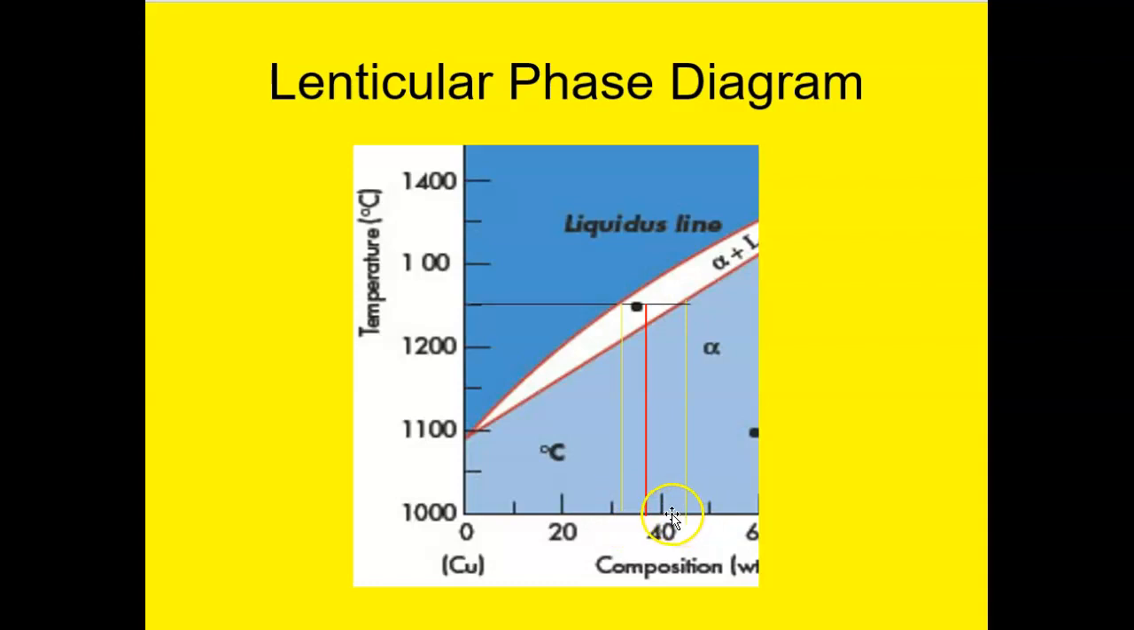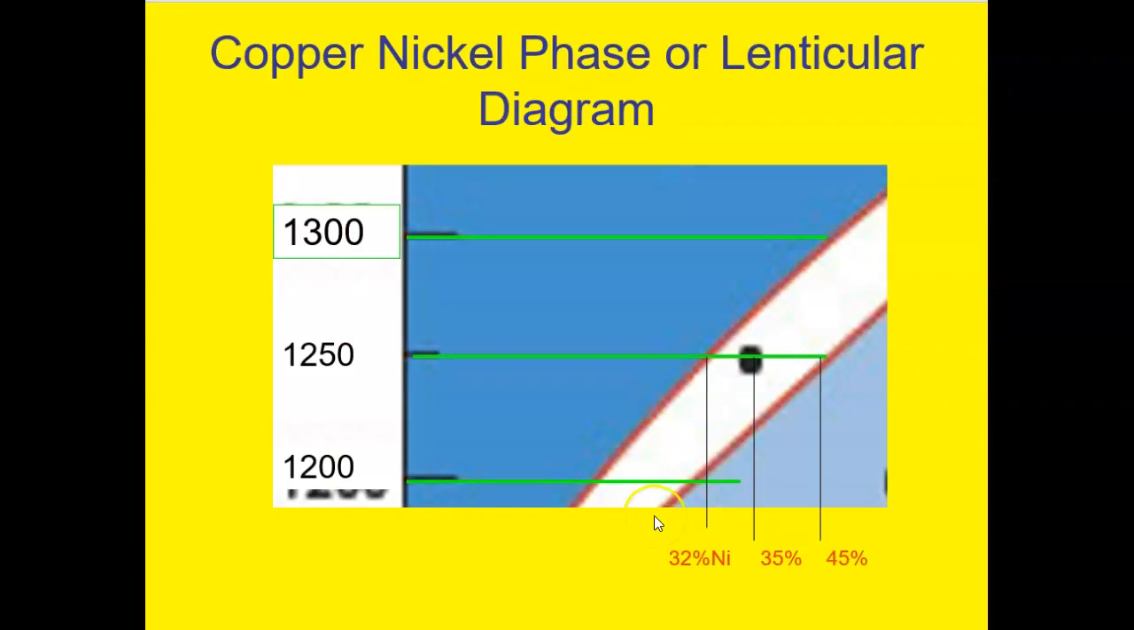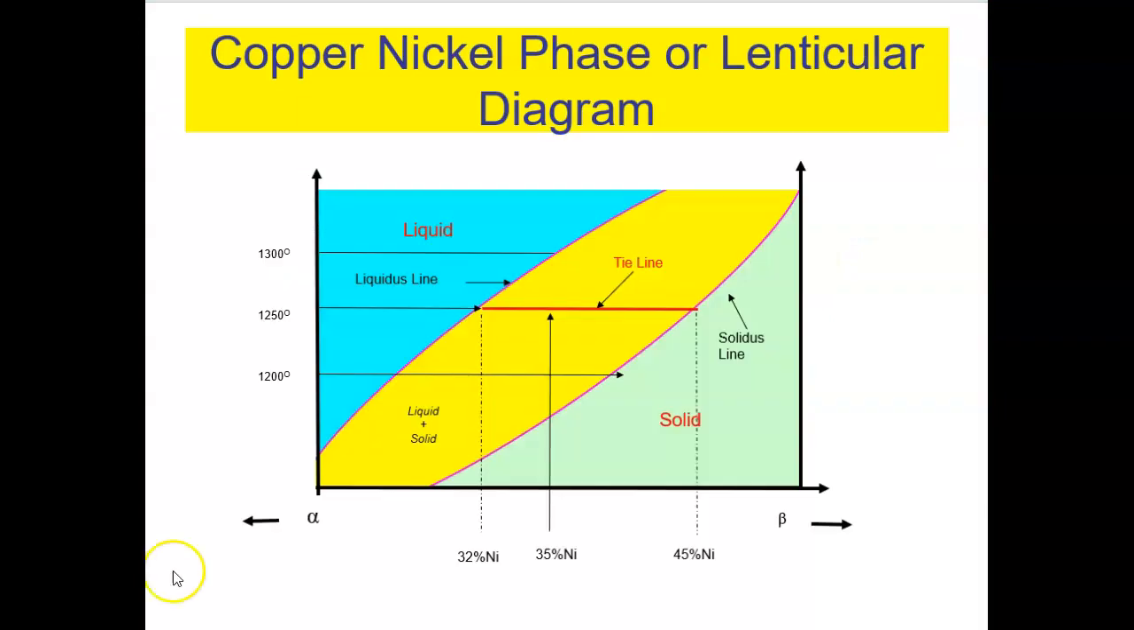This is 40 plus something. Let's say it's 45, and let's call it 37 or 32. I think on the next slide they have the values. So 32, and this is 45, and this one is 35. Once I've got this, I've got 32% nickel, 35% nickel, and 45% nickel. As you move towards this side, there is more alpha. As you move towards that side, there is more beta.